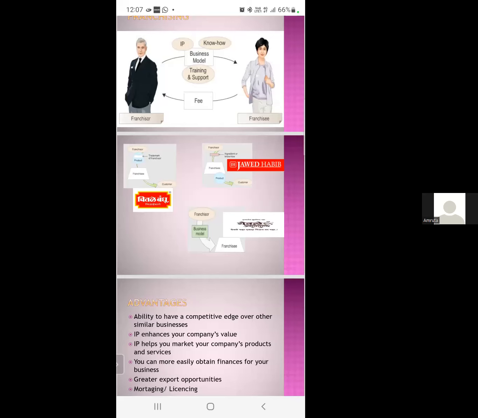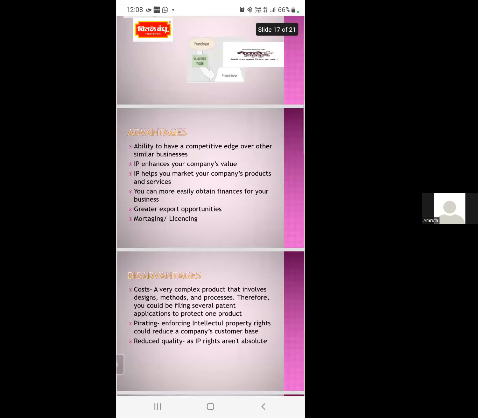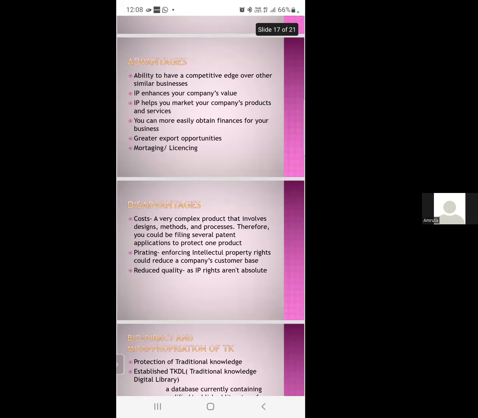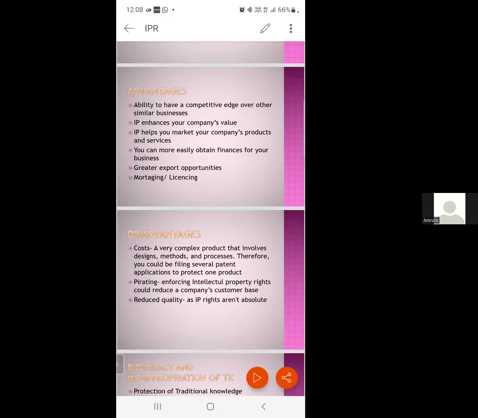That franchisee is creating the product based on the IP imparted by the franchisor, and the product is getting to the customer. I hope you have understood the different franchises which are operated in the field. So there are these three franchises based on the IP which one can create. Then, what are the advantages of intellectual property?